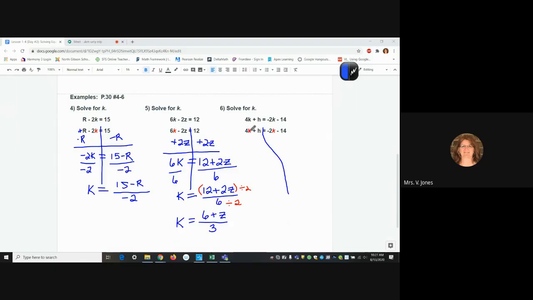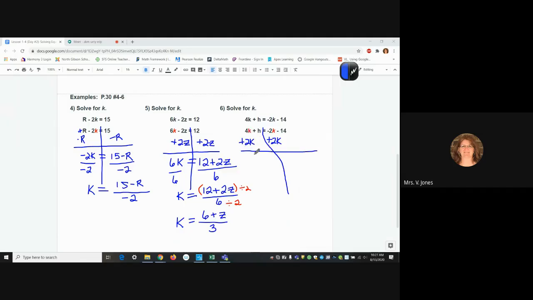If you want to get rid of the 4k, it's positive, so you would subtract 4k from both sides. If you want to get rid of this negative 2k, since it's negative, it's as if it's being subtracted, so you would have to add 2k to both sides. I'm going to do that. So I'm going to add 2k to both sides, because this is step 2 in solving equations.